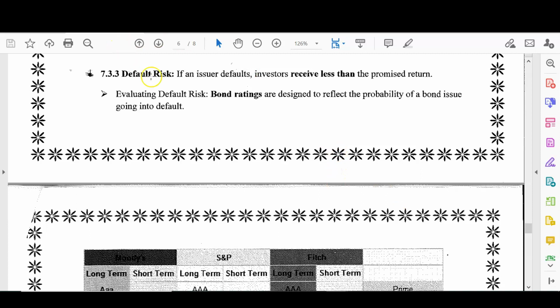The last risk of a bond is default risk. In case an issuer defaults, investors receive less than the promised return. So it's the risk that the issuer could go bankrupt and you could not earn the return as expected. And we can evaluate default risk by using bond ratings. They are designed to reflect the probability of a bond issue going into default.